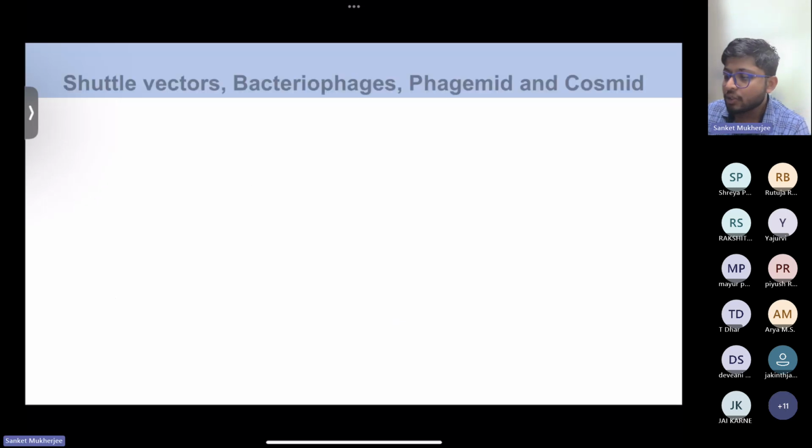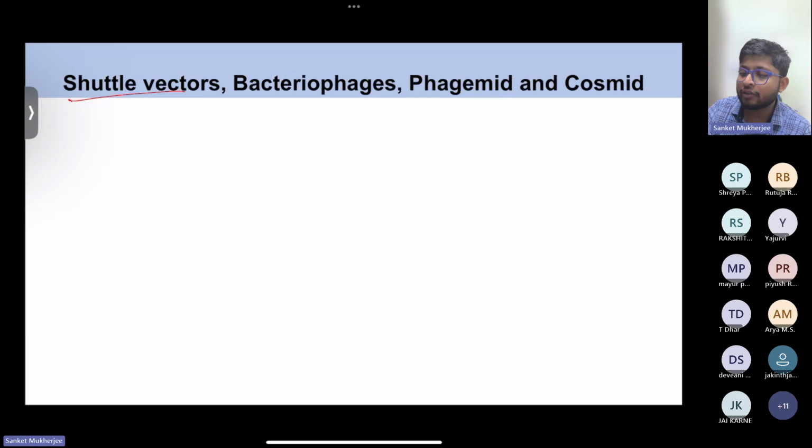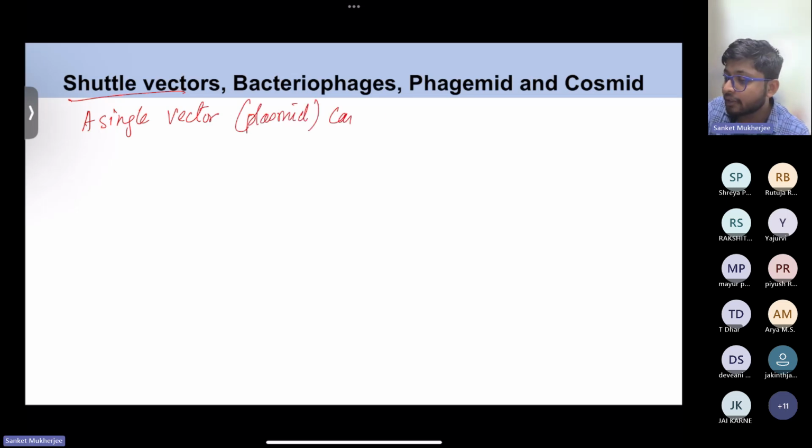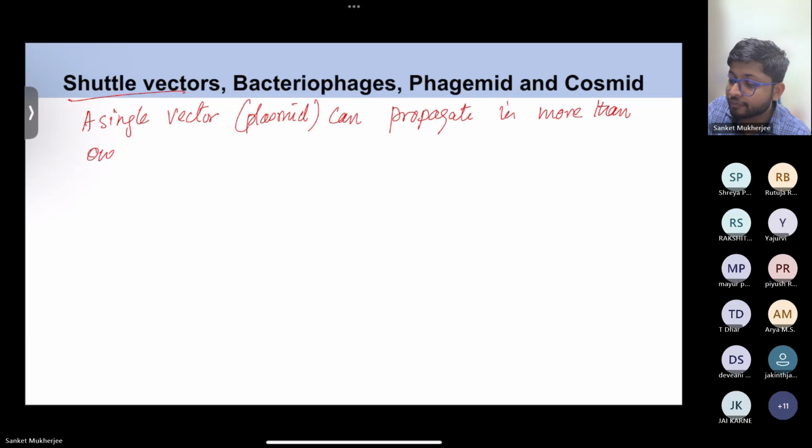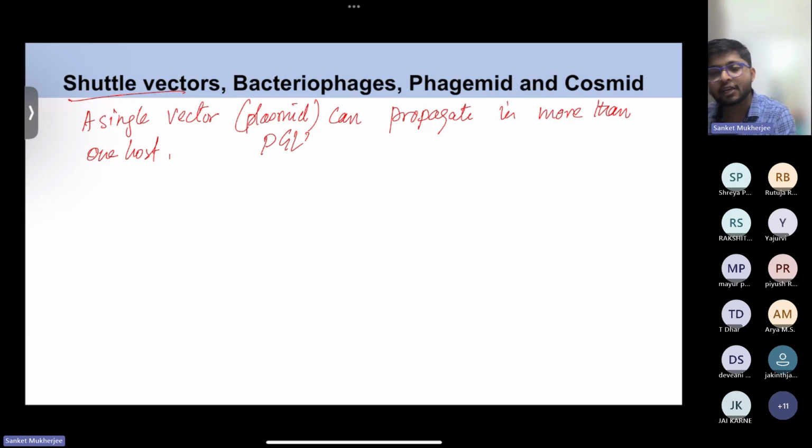Then we have some more terms like shuttle vectors. Shuttle vectors are mostly used when a single vector, which could be a plasmid, can propagate in more than one host. For example, there are the pGL3 group of vectors. These are some artificial plasmids. Then there is Agrobacterium tumefaciens. That also has its own vector, which is able to propagate in bacteria as well as plants. In the case of pGL3, it can propagate in bacteria as well as animal cells. So these are called shuttle vectors.